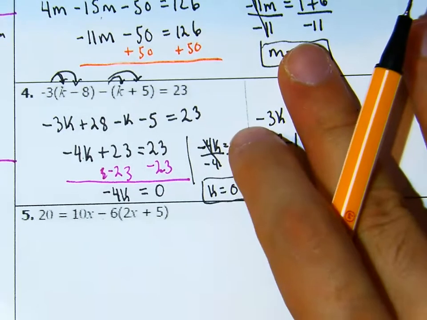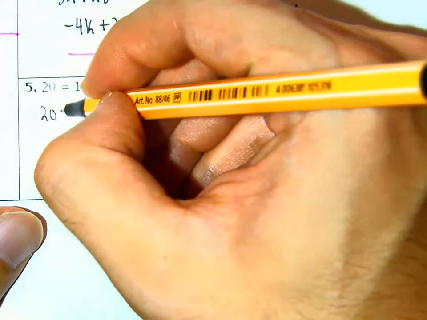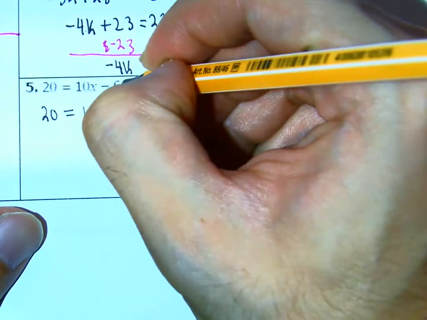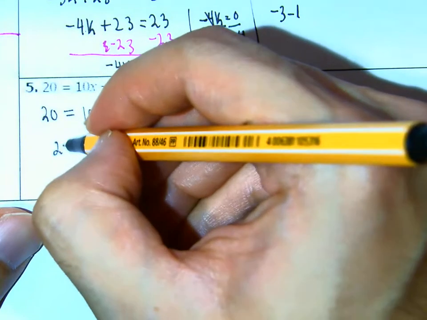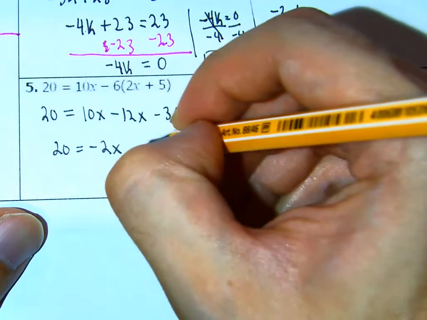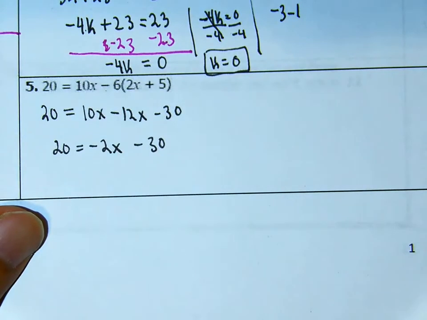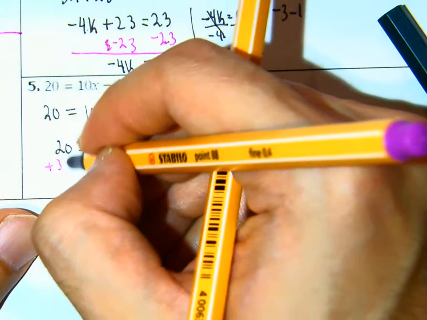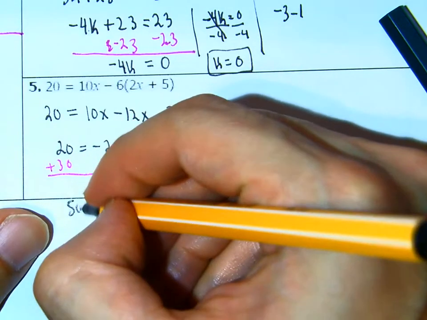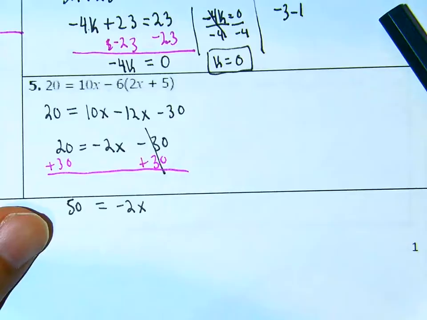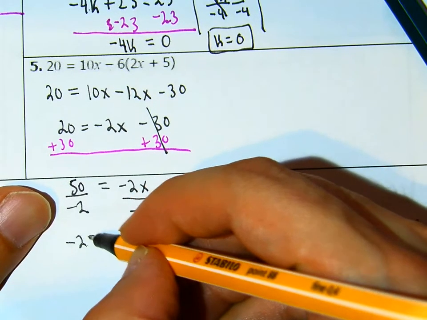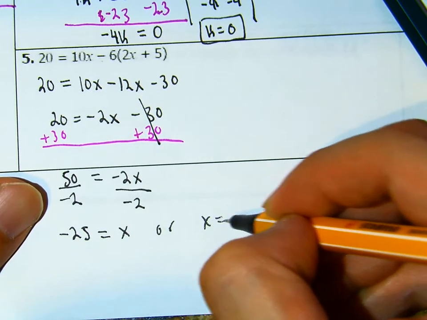Okay. Next one. Here, let me move the camera up a little bit. 20 equals 10x, negative 12x, negative 30. 20 equals negative 2x minus 30. Let's see. Add 30, add 30. 50 equals negative 2x. This cancels. Divide both sides by negative 2. So I have negative 25 equals x, or x equals negative 25.